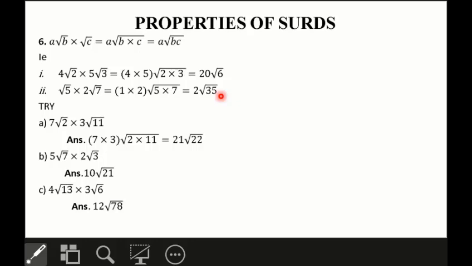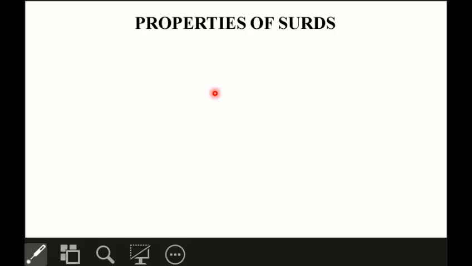And the last one, which is 4 root 13 times 3 root 6, and that one also gives us 12 root 76. Excellent. Good. So let's move on to the next property.